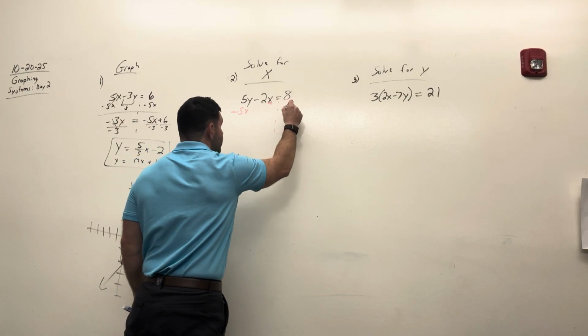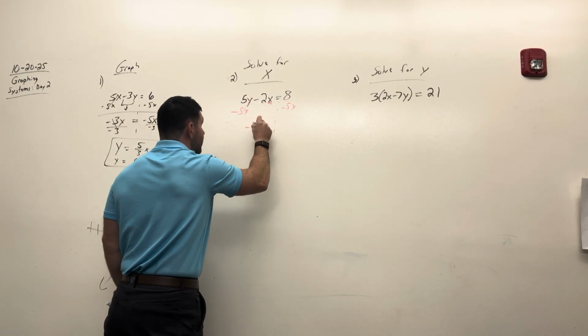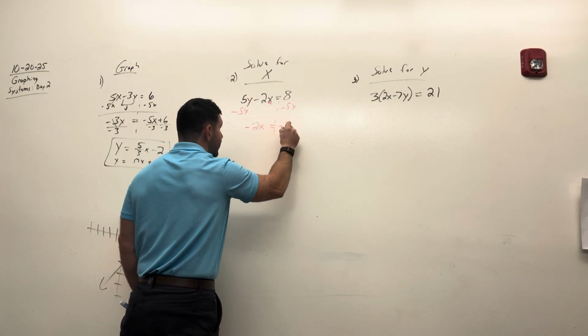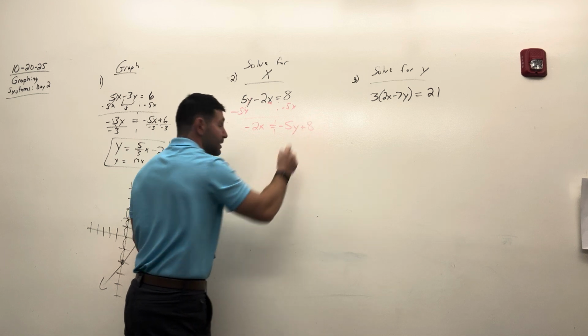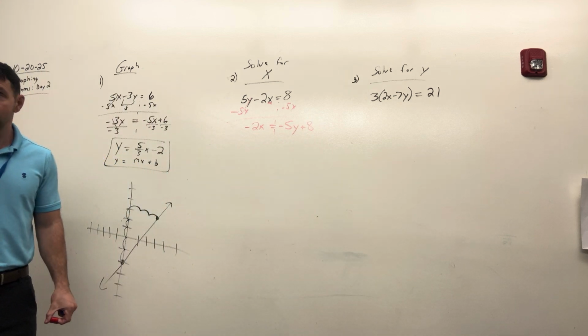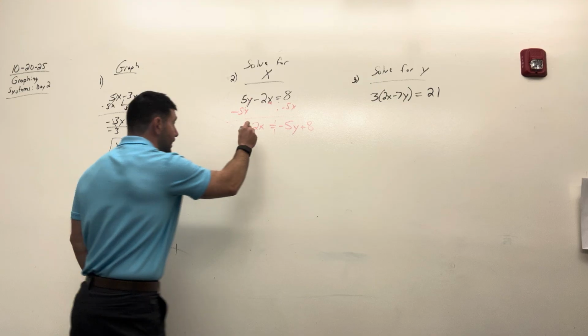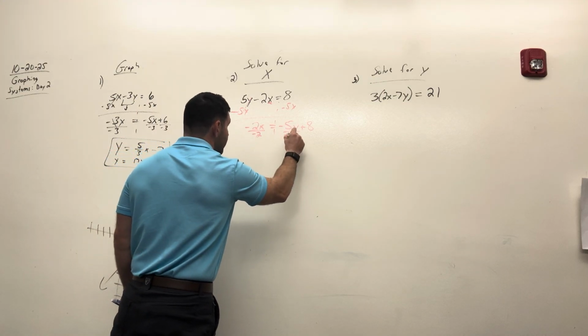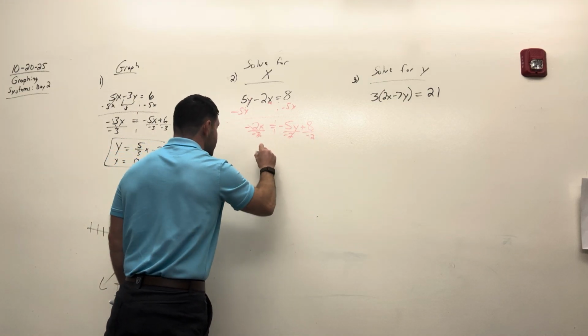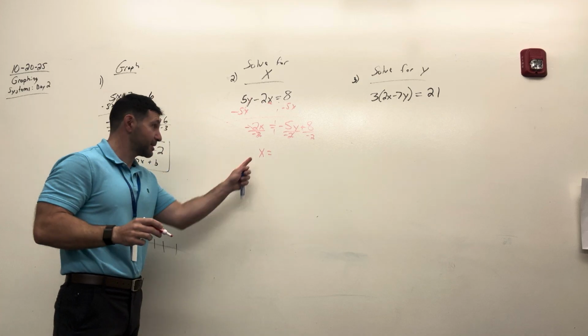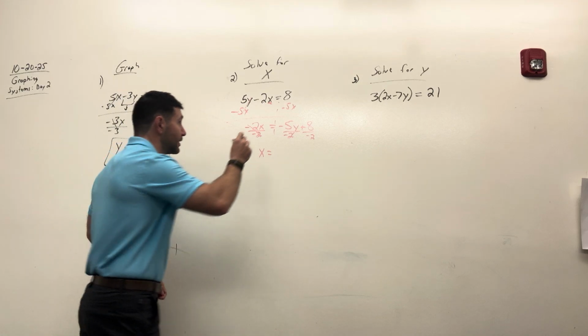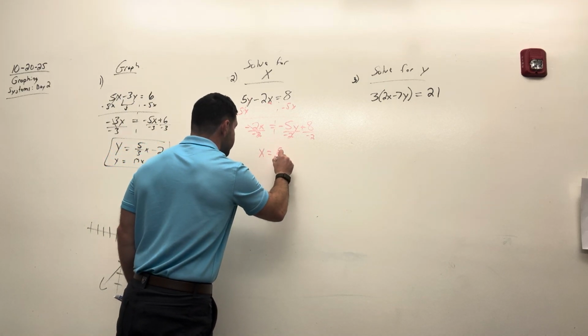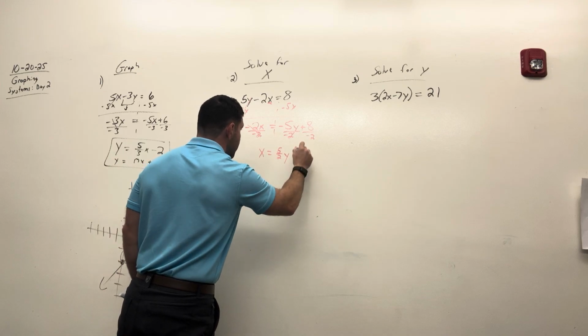We do this the same way. So we subtract 5y from both sides. That gives me negative 2x equals negative 5y plus 8. Have I lost anybody? To get the x by itself now, I'm dividing everything by a negative 2. This is the same as solving for y or slope-intercept form, except this time we're getting the x by itself. Negative divided by a negative is positive 5/2 y minus 4.